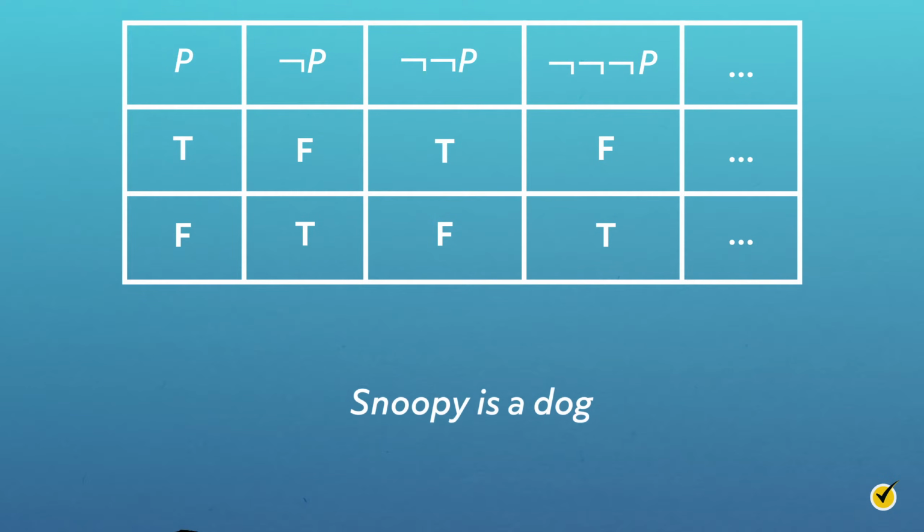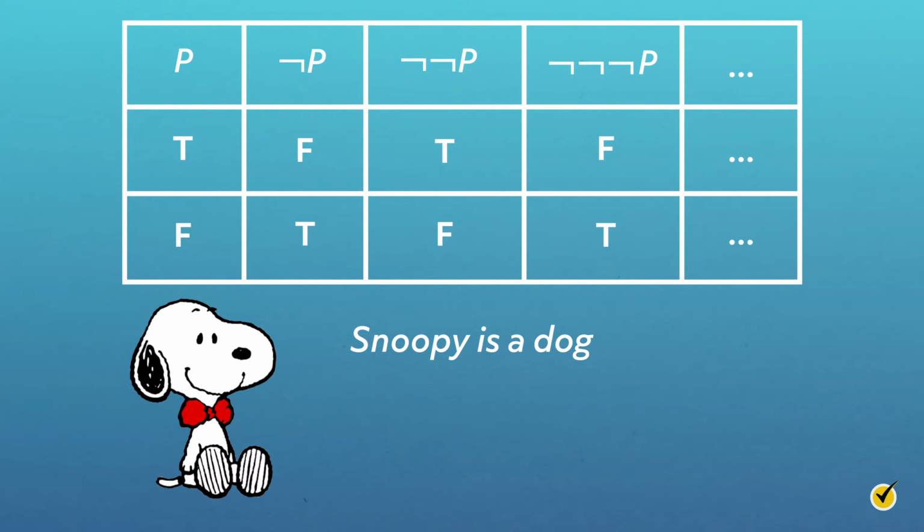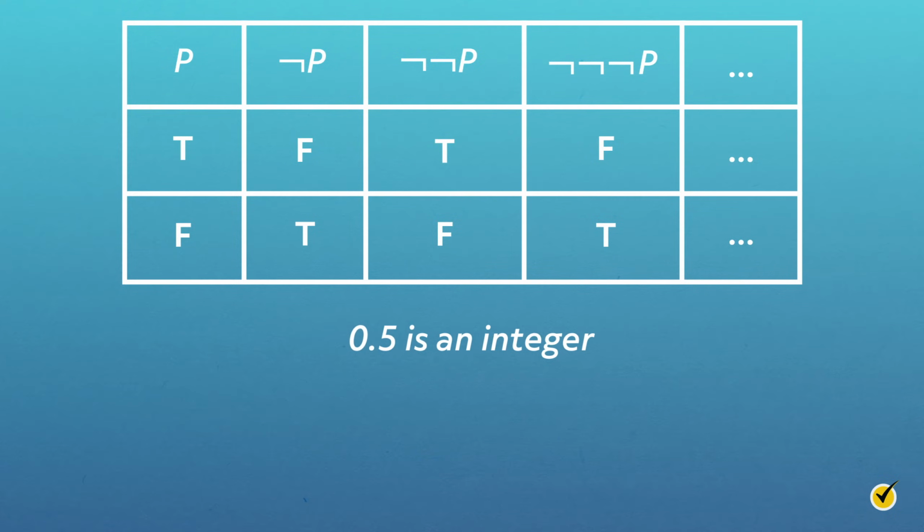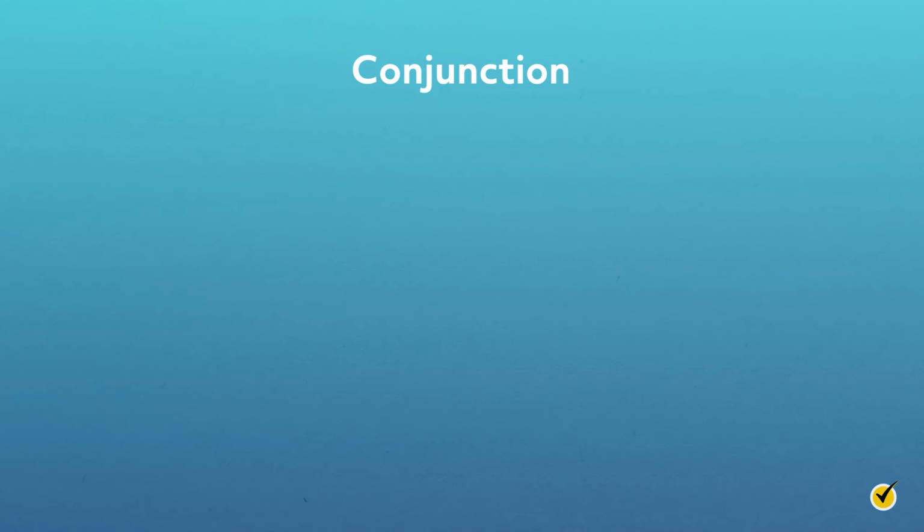Suppose P is the statement Snoopy is a dog. Using the truth table, since we can see this statement is true, we can also see that this statement Snoopy is not a dog is also true. If P is the statement 0.5 is an integer, which is false, the table shows that 0.5 is not an integer is true.